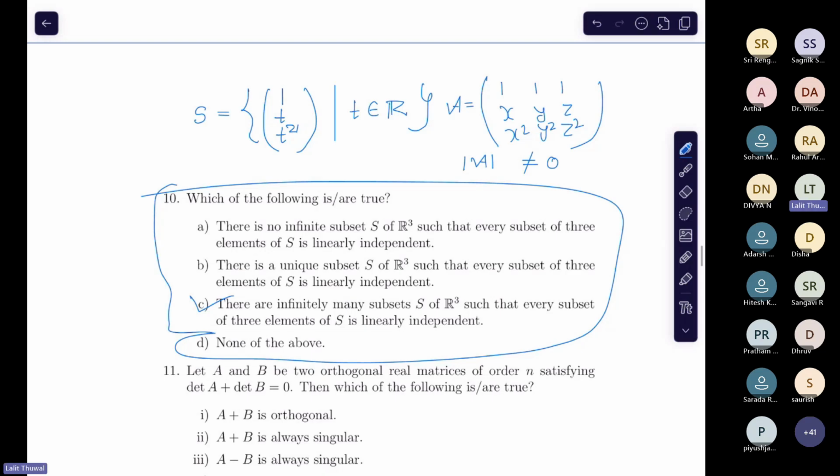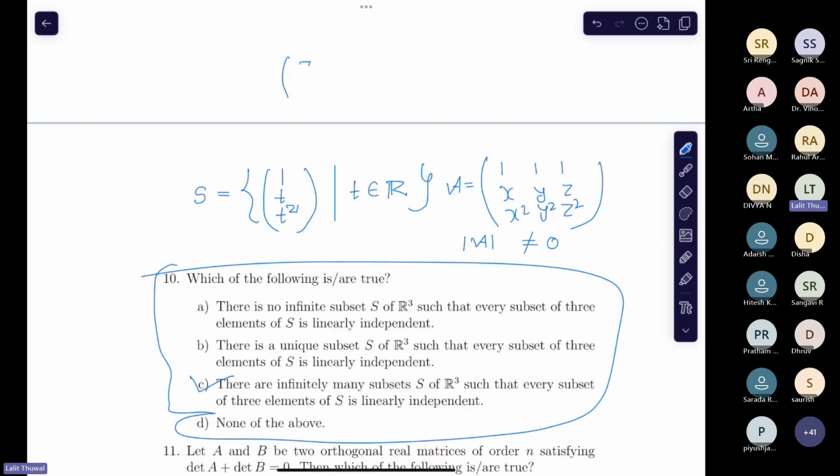You are taking C cube? I'm taking A from R. So then I'll get infinitely many: (A, 0, 0), (0, A, 0) and (0, 0, A). This will be one subset for each A. So we get infinitely many subsets. Uncountably infinitely many subsets, okay, which are all linearly independent.